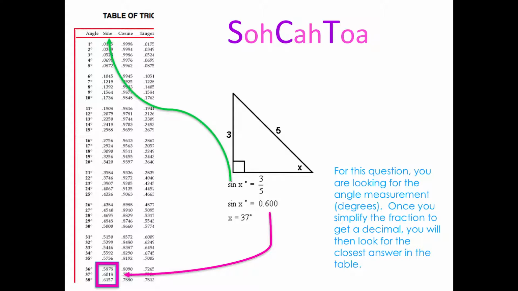Now, very rarely are you going to see a ratio that is exactly the same as the 4-digit decimal number in our table. So again, you're going to have to see which is the closest, and you may have to subtract: 0.6 minus 0.5878, 0.6 minus 0.6157, to find which is the smallest number. In this case, you can see 0.0018 is the difference between what I got for 3 over 5 and my angle measurement.